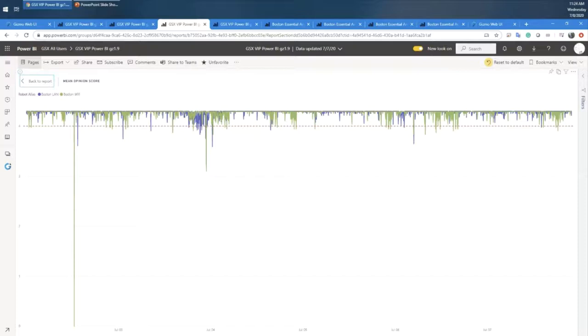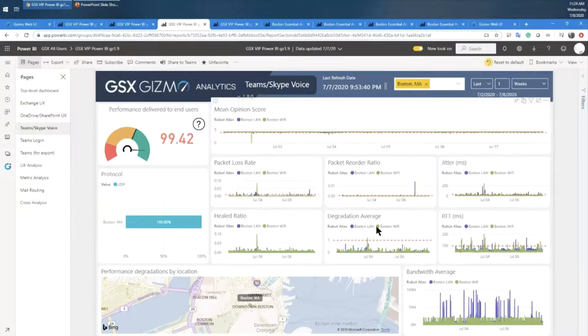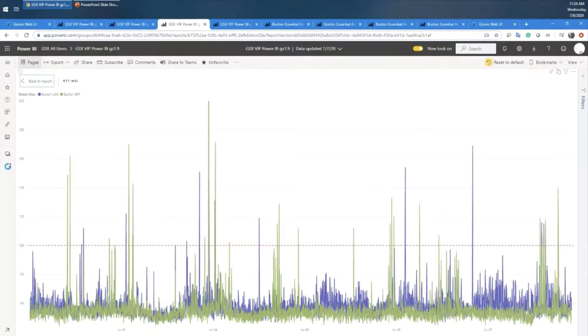If we look at the network metrics, logically, we find the same differences, such as our round trip time. So yes, LAN is always better than Wi-Fi, and remote workers should definitely understand that, especially if they're spending a lot of time on calls.